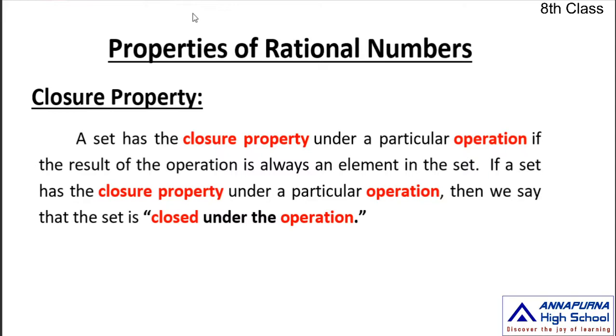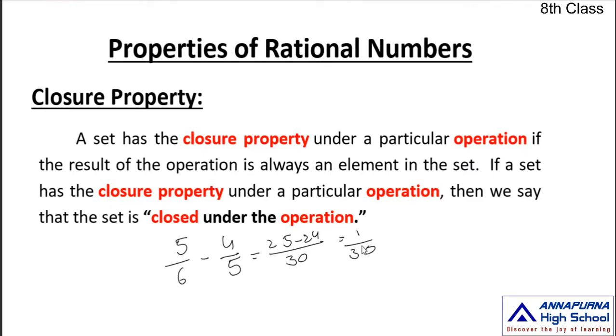Okay, in the same way, take the fundamental operation of subtraction. That means when you subtract one rational number from another rational number, do you again get a rational number or not? For example, let us take two rational numbers, 5 by 6 and 4 by 5. Subtract 4 by 5 from 5 by 6. Here the LCM is 30 and the numerator is 25 minus 24. It is equal to 1 by 30. So is 1 by 30 a rational number or not?